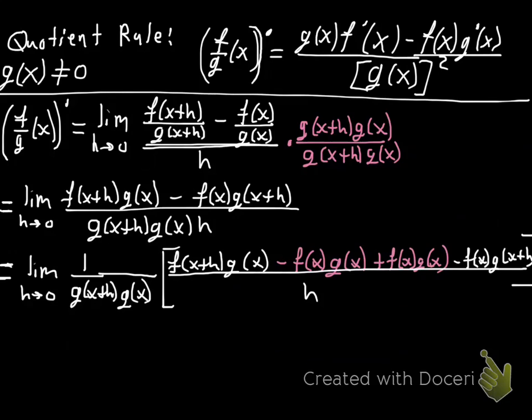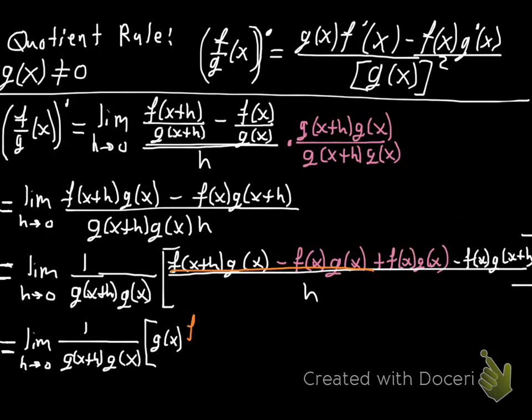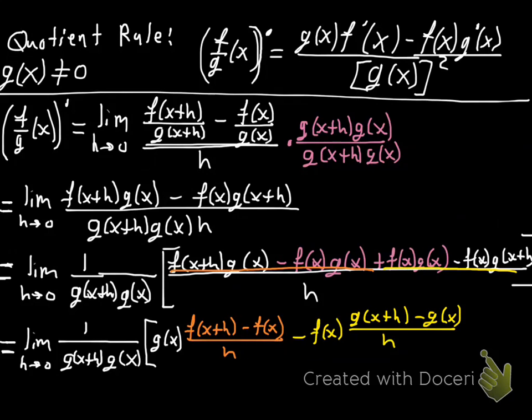No, we're okay. Sorry, I was thinking there was a mistake, but it's okay. Limit as h goes to 0, g of x plus h times g of x. And then we're going to group the first two, which have a g of x in common. So what we have left over is f of x plus h minus f of x all over h. The second two have an f of x in common. And then we have g of x plus h minus g of x all over h.